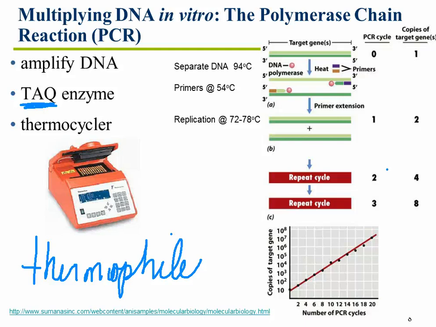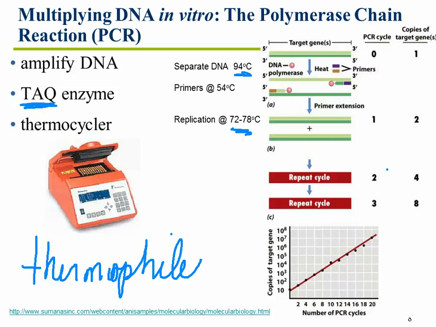Now, this process requires heat. In fact, you can see the heat. Look at these temperatures, 94, 72, 78. You can't use regular human enzymes for this. Our enzymes would denature at these temperatures, so we are using thermophilic bacterial enzymes for the process.